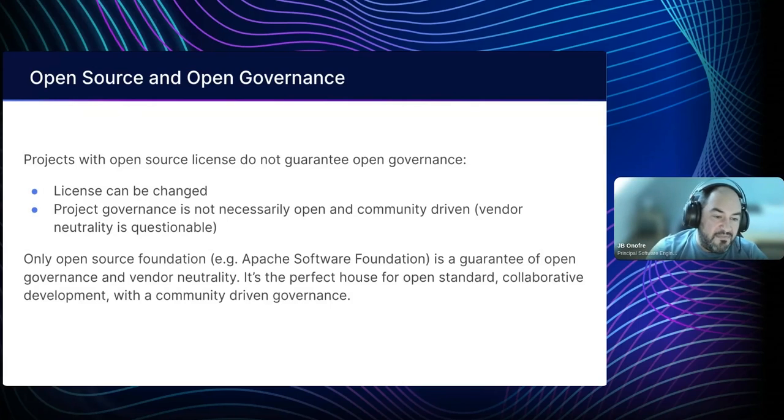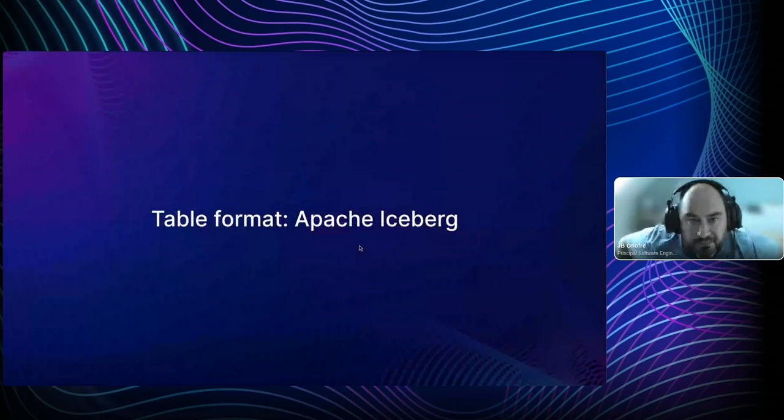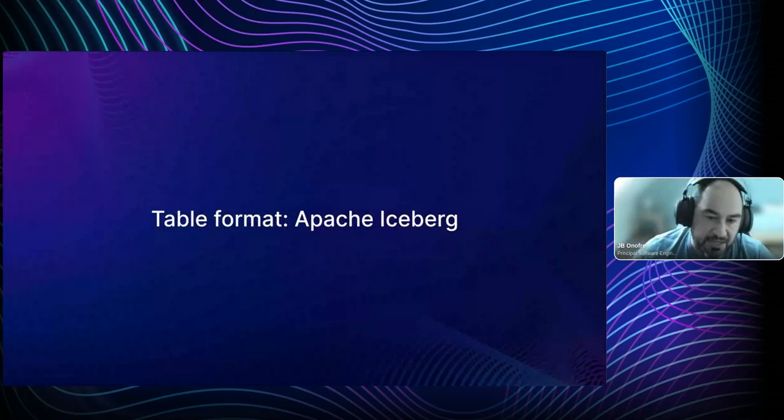And that's why I think that an open source foundation, like the Apache Software Foundation, is a guarantee of open governance and vendor neutrality, because the governance is delegated at the foundation level and to a group of people who are the PMC members. So I think that a foundation like Apache is a perfect house for open standards, collaborative development, and community-driven governance. That said, let's take a look at the first component in the Lakehouse ecosystem.